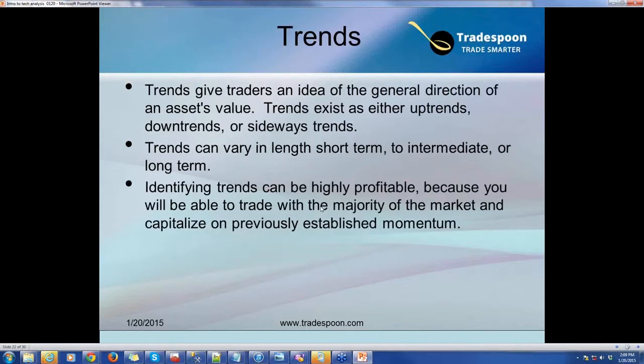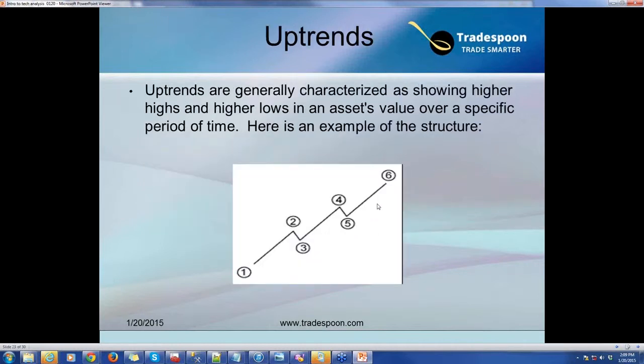So, trends. Trends give traders an idea of the general direction of an asset's value. Trends exist as either uptrends, downtrends, or sideways. Trends can vary in length: short-term, intermediate, or long-term. Identifying trends can be highly profitable because you will be able to trade with the majority of the market and capitalize on previously established momentum. So this is an example of an uptrend, where we have higher highs and higher lows. Point 4 is higher than point 2, point 6 is higher than point 4, point 5 is higher than point 3. So this is your uptrend example.